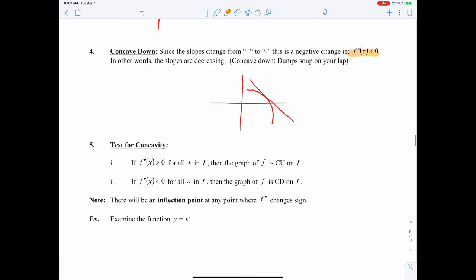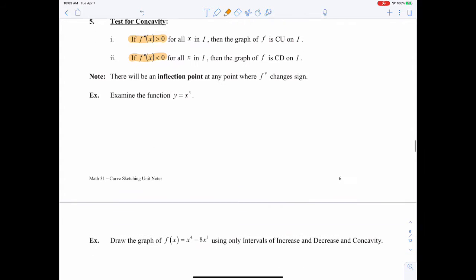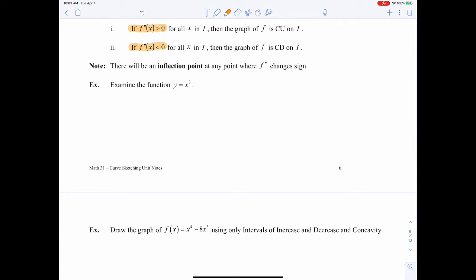So this leads us to the test for concavity. It is just like what we were doing with our min-max values, except now we're dealing with second derivatives instead of the first. So there will be an inflection point at any point where f double prime, the second derivative of f, changes sign. We're going to start with good old x cubed. My first derivative is 3x squared, and my second derivative is 6x.